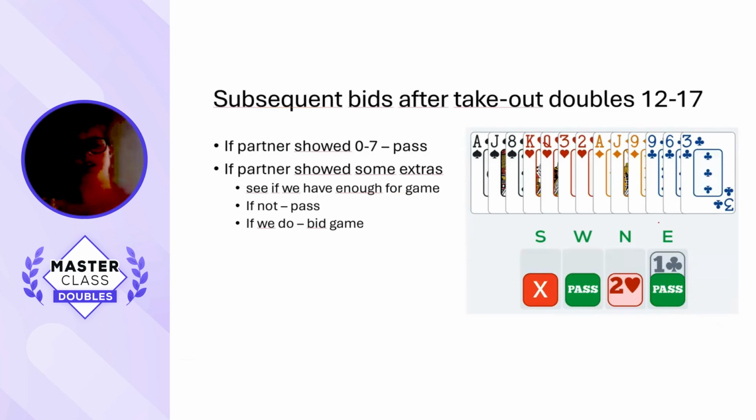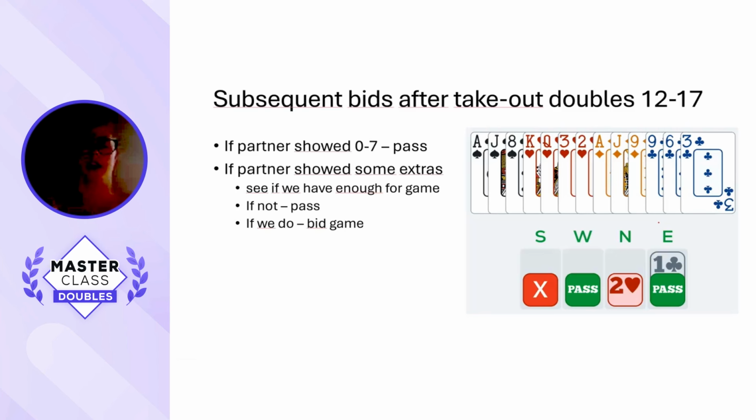And after we've bid, or after we doubled and partner answered something, we have to know how to bid subsequently. So first we're going to look at the doubles with the 12 to 17 hand. If partner showed 0 to 7, we should just pass. So if partner bid on the lowest level and we have 12 to 17, we know that even with 17 and 7, that's 24 high card points, we are not strong enough to make game. And remember that we have to have semi-support in all the other suits, so even if we just have a doubleton, we have to just pass.